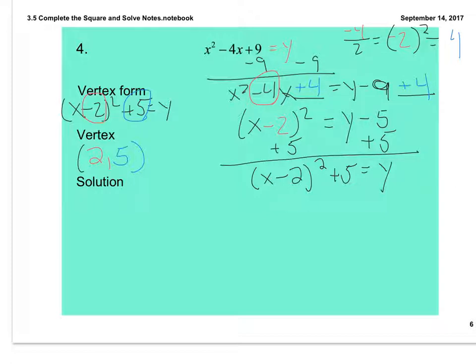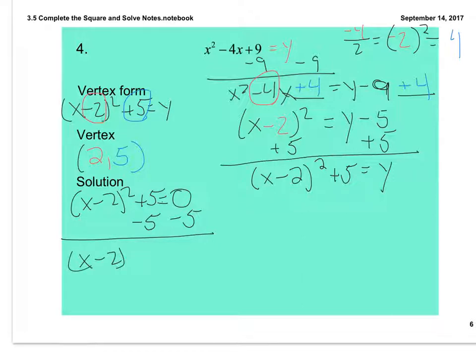Okay, now we're at our solution. So, x minus 2 quantity squared plus 5 is set equal to 0. To find our zeros, we're then going to subtract 5 from both sides. And look what we're going to get. x minus 2 quantity squared is equal to negative 5, which of course we already should have known. It's going to open upward. Our minimum y value is at 5, which means this thing will always be above the x-axis, which means it can't touch it, which means 2 imaginary roots.